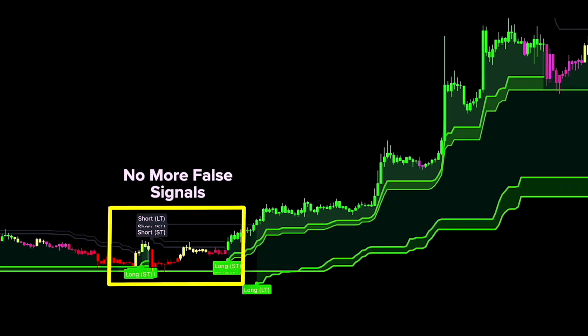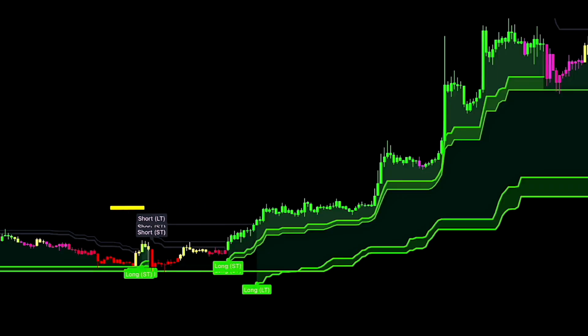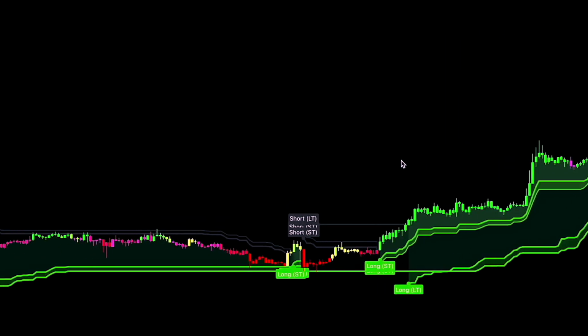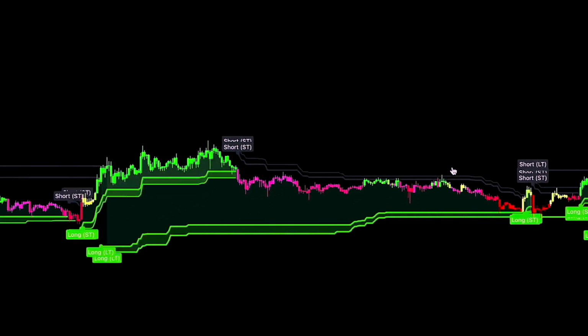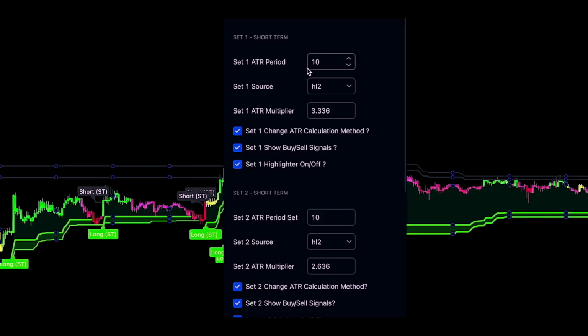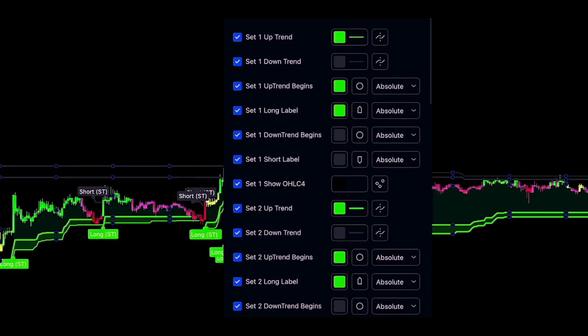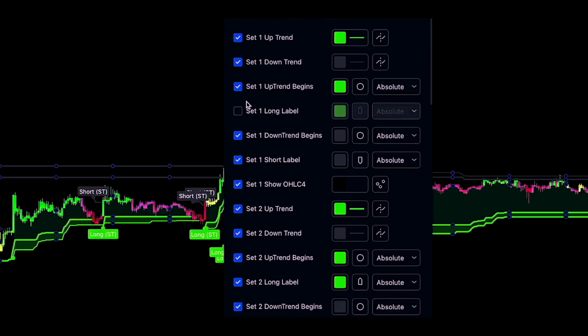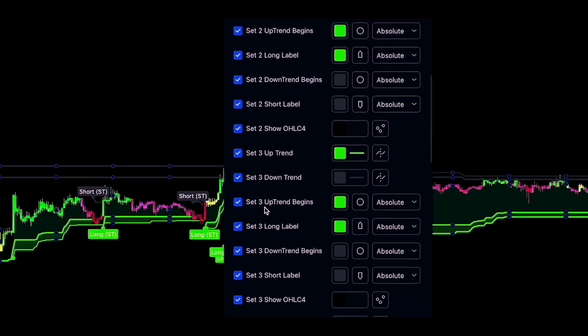It's a good idea to experiment with the inputs for different markets and time frames, but to keep things simple, I'll stick with the default settings here. We will, however, need to tweak the style section. Go in and uncheck the long and short labels for sets 1, 3, and 4. We'll only use the buy and sell signals from the set 2.